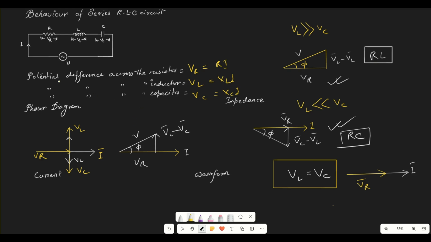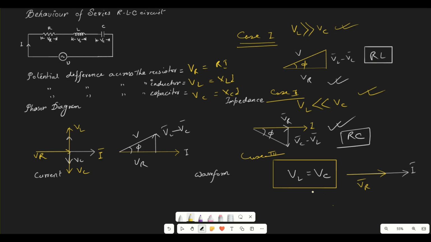So for this circuit diagram of the series RLC circuit, we have to consider three conditions. This is case 1 when VL is greater than VC, this is case 2 where we have VL less than VC, and we have case 3 of VL equals VC. So you just continue for the first and second cases, and for the third case when VL equals VC, we will see the derivation in our next class.